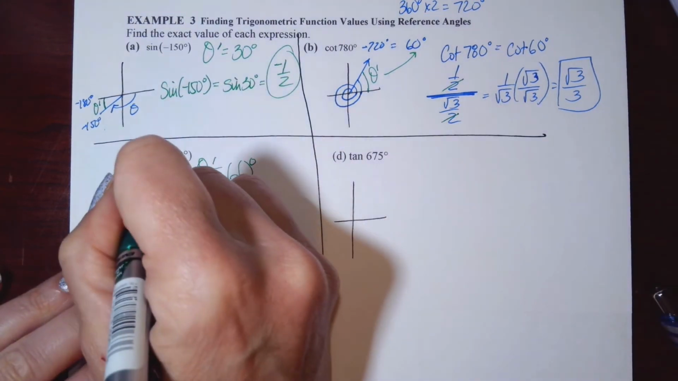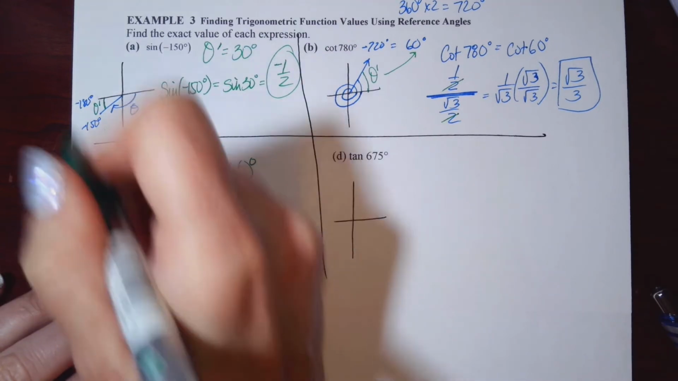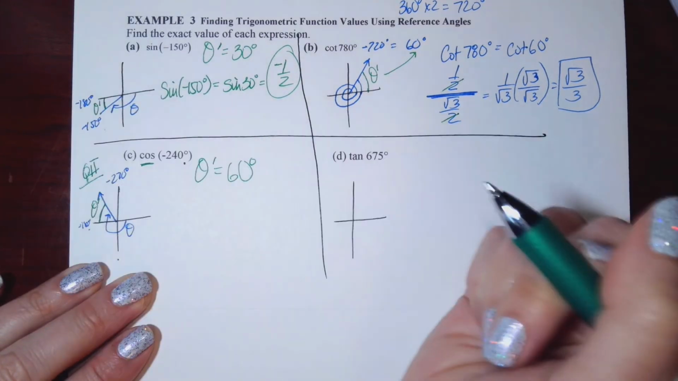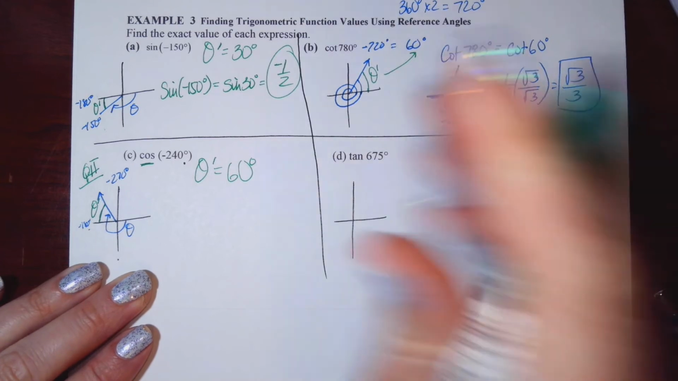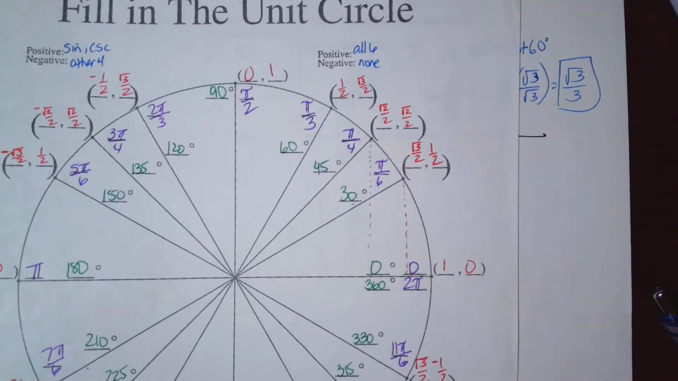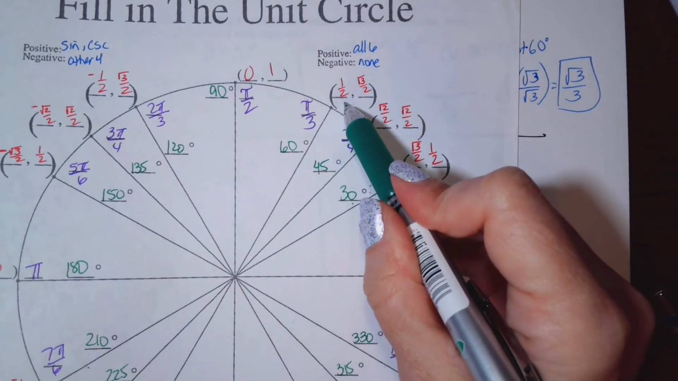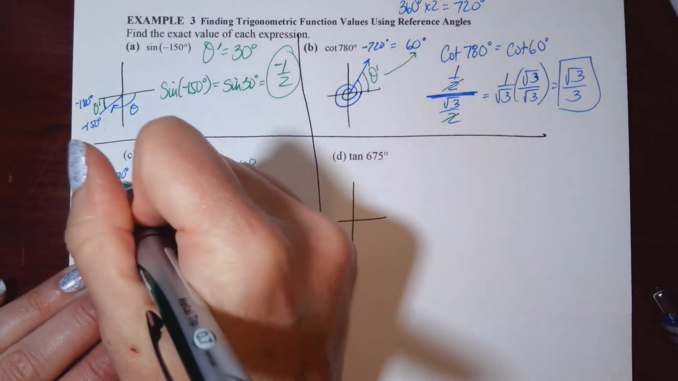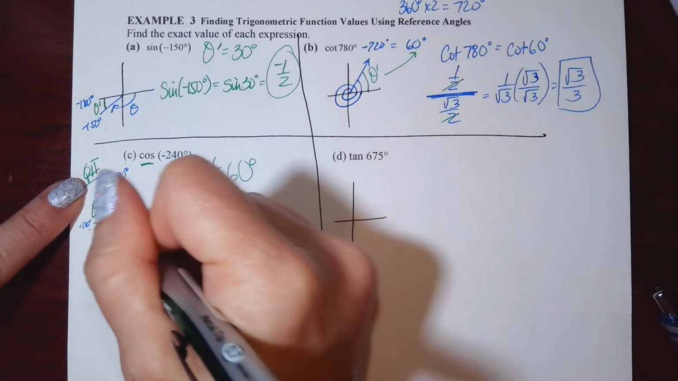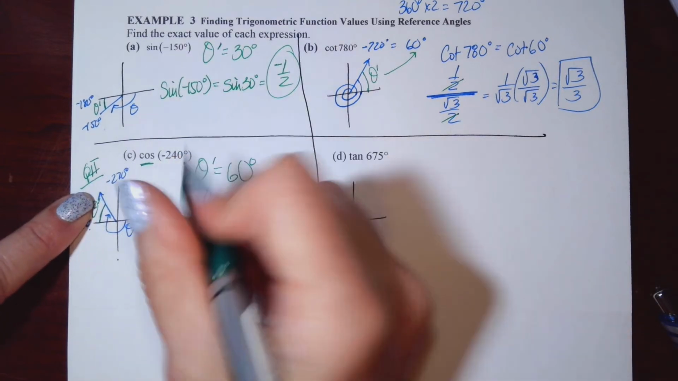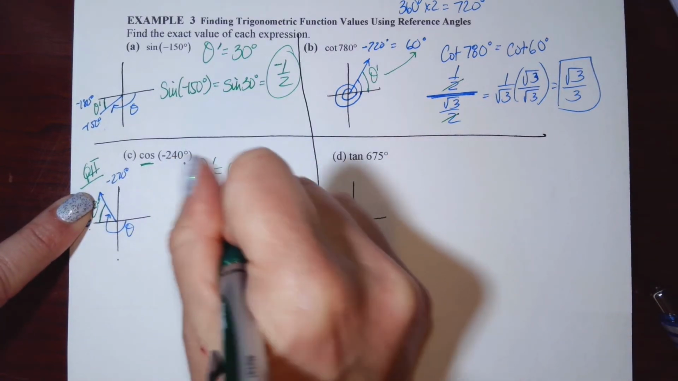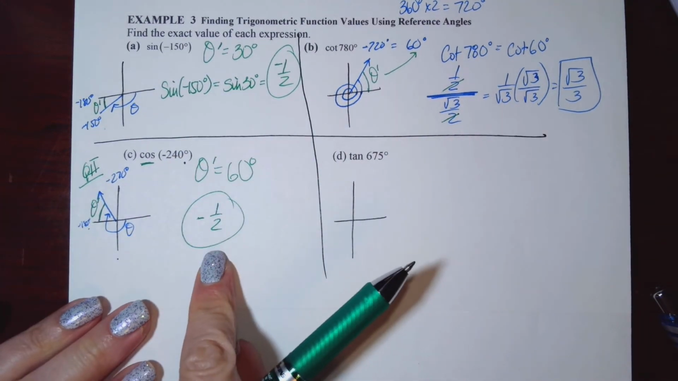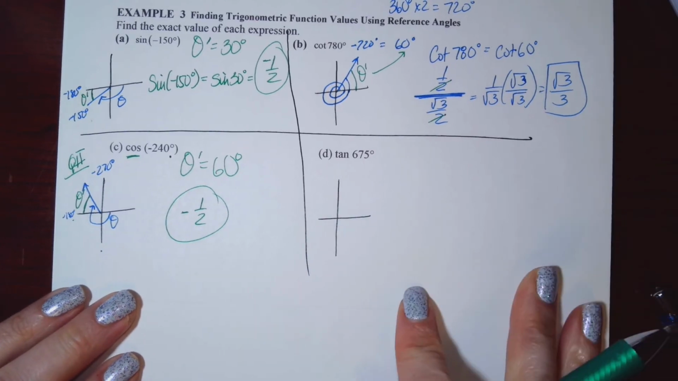I'm interested in cosine, but I'm in quadrant 2, so cosine is going to be negative here. The cosine of my reference angle, 60 degrees, is 1/2. But since what I really have is this negative 240, I'm in quadrant 2, my cosine function value is going to be a negative 1/2 because of the quadrant I'm in.